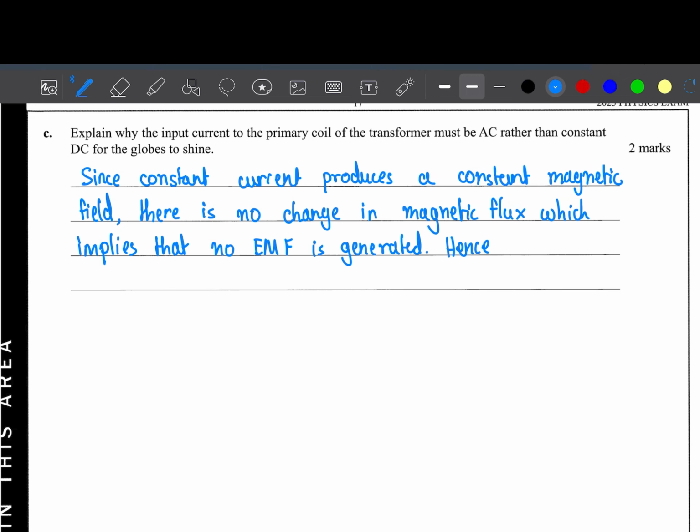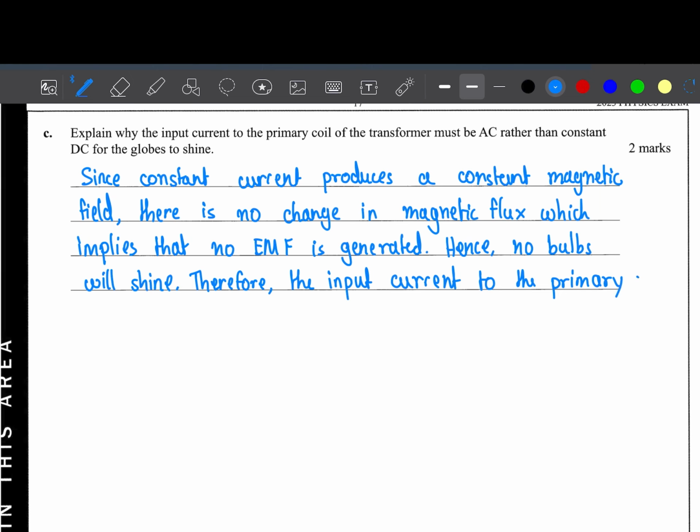Hence, no bulbs will shine. Therefore, the input current to the primary coil must be AC. Okay, I'm just going to read it one more time just to make sure it makes sense.